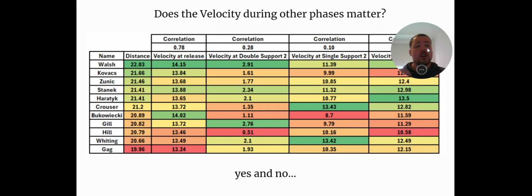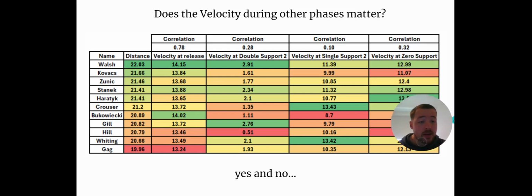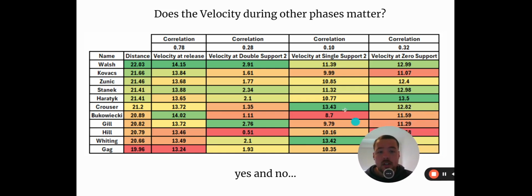Now, it's not just shot velocity on release that matters so much potentially, but there's also shot velocity through other phases, okay? We're not just doing stand throws, so there's a whole other section of the throw that we have to consider. So here are some velocities. First one is at double support number 2, which is power position, 2 feet on the ground at the front of the circle.